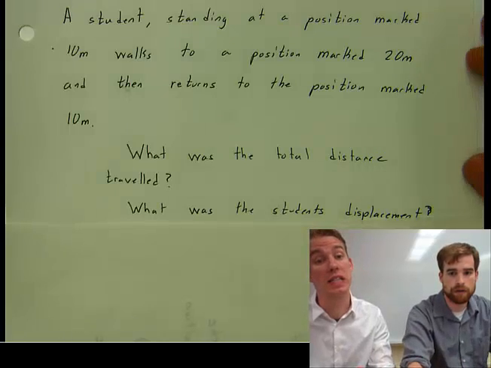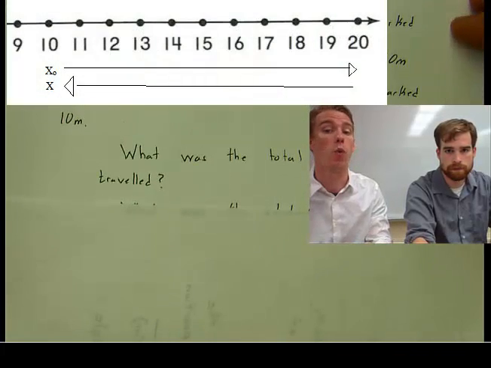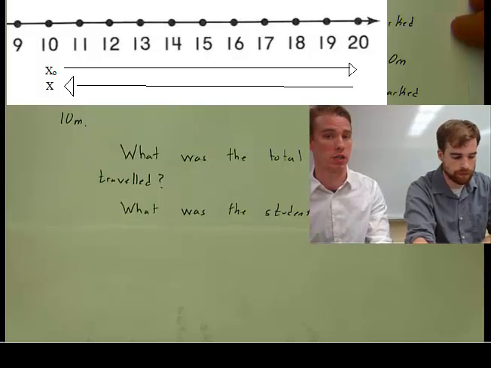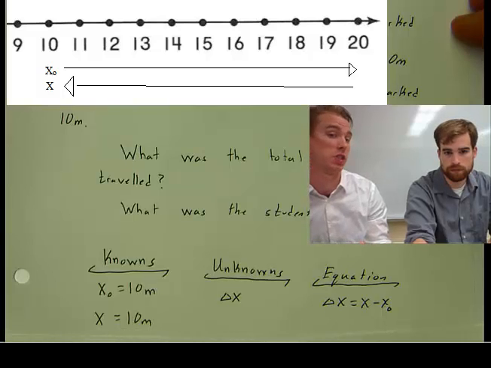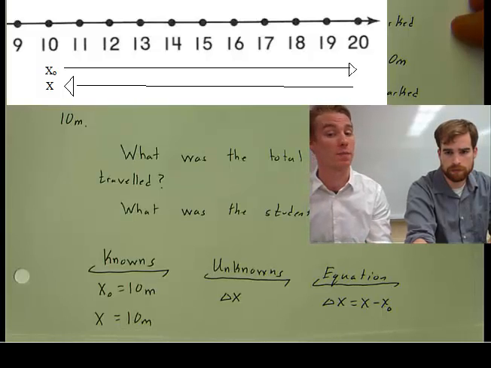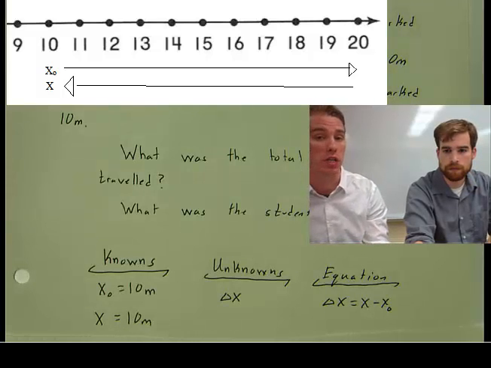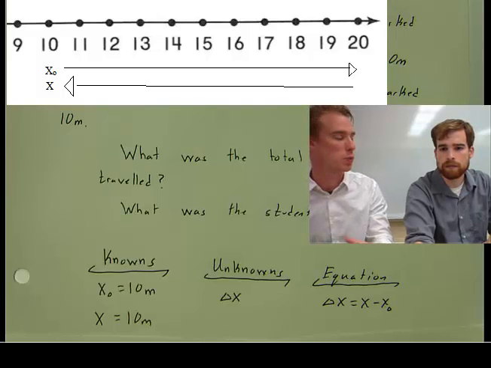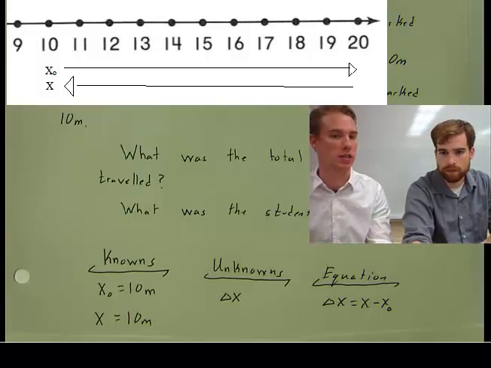Okay, so when we see this, we initially see that the student started at a position marked 10 meters and walked to a position marked 20 meters, but then they return to that 10-meter position. So what I'm noticing is my initial position is 10 meters and my final position is 10 meters. So when I want to find my displacement, delta x, that's my unknown, I can use the equation delta x equals x minus x naught. Now, there's no equation or variable for distance because we understand that you're just adding up this distance, 10 to 20 and 20 to 10.